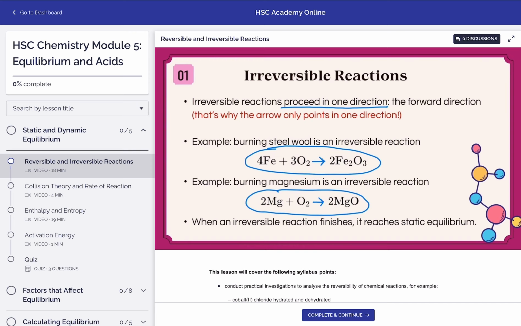So over here, once all the magnesium and oxygen have reacted with each other to produce magnesium oxide, it isn't going to be turning back into oxygen or magnesium. Instead, the reaction just stops. The reaction finishes. And when the irreversible reaction finishes, we say it has reached static equilibrium. At static equilibrium, the concentrations of our products and our reactants are constant, and the rates of the forward and reverse reaction are 0. We'll come to explain that statement a little bit more later on.